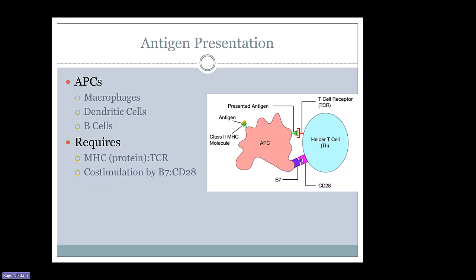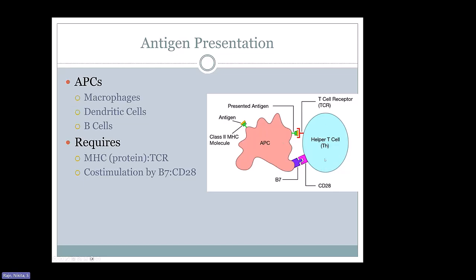All right, so antigen presentation. We talked about the APCs: macrophages, dendritic cells, and activated B cells are the APCs. They require that presentation. Now, what happens with that presentation? So now we know that class 1 or class 2 MHC, especially the APCs, will have class 2 MHC. They will express the peptide on the surface. And remember, class 2 MHC is specific for CD4 cells, helper T cells.